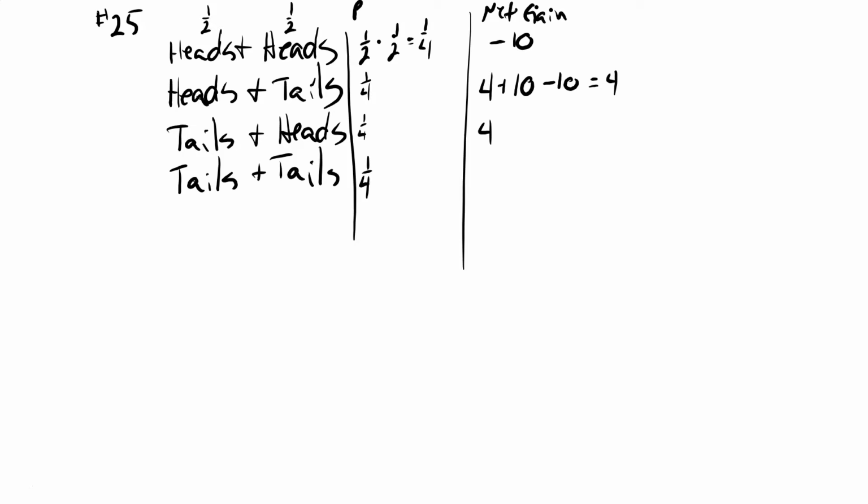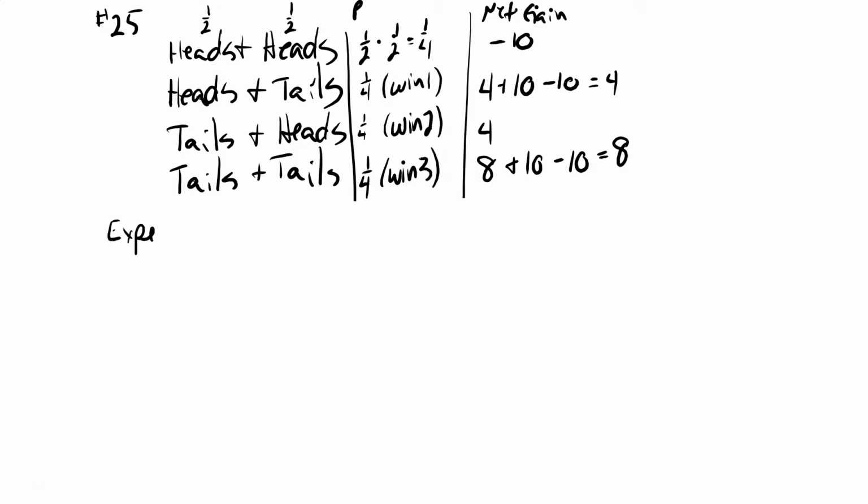And then for tails and tails, they get $8 plus they get their initial bet back, but they did have to pay that initial bet out at the start. So their net gain is $8. Now let's identify each of these probabilities. We'll call this win 1, this we'll call win 2, and this we'll call win 3.